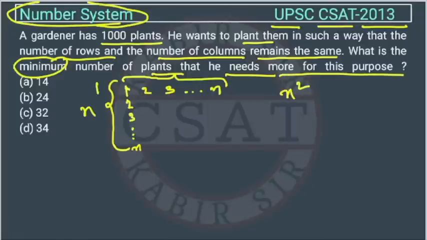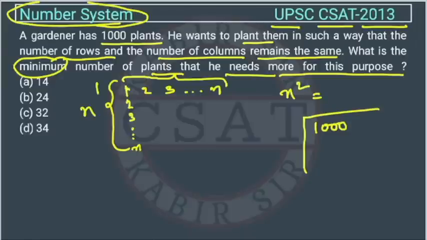So how many plants is he having? He is having 1000 plants, right? So now the question is asking how many plants he should need more for this purpose. So the number should be a square, right? So 1000, let's check. 1000 is a square of which number?